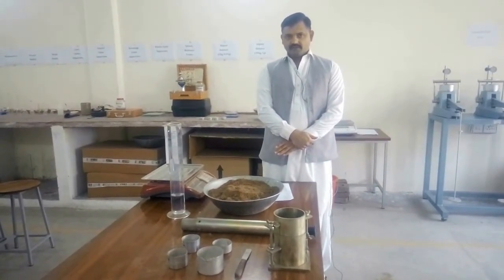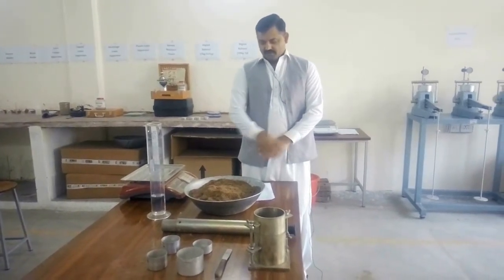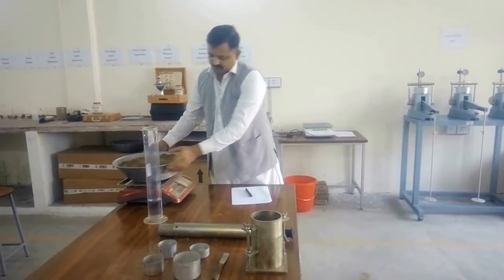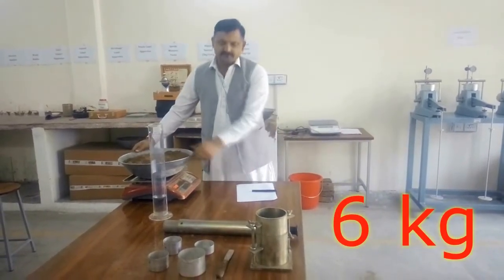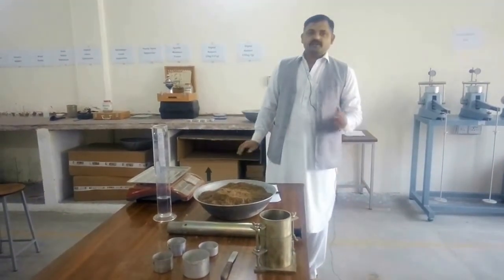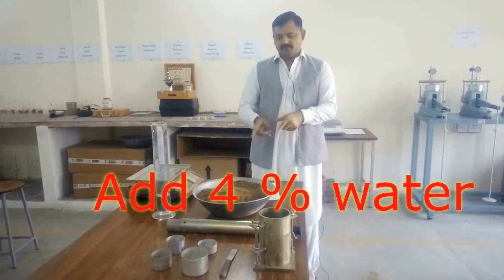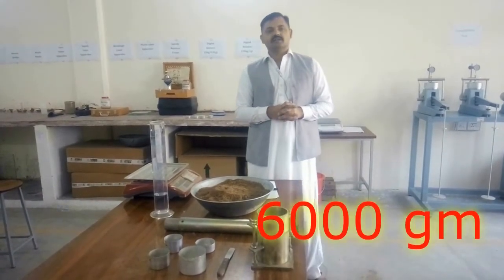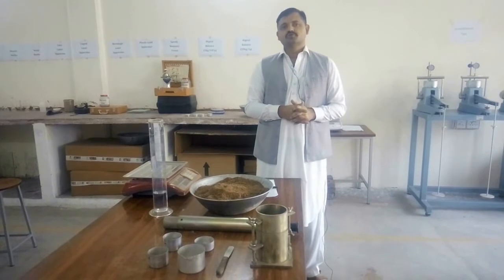After grinding the soil and passing it through sieve number 4, the material passing sieve number 4 will be taken. It will be weighed on the weighing balance, and about 6 kg of that material will be taken. Now for the first trial of the test, we will add 4% of water into that particular soil sample. Our soil sample is 6000 gram, and the 4% water will be equal to 240 gram.